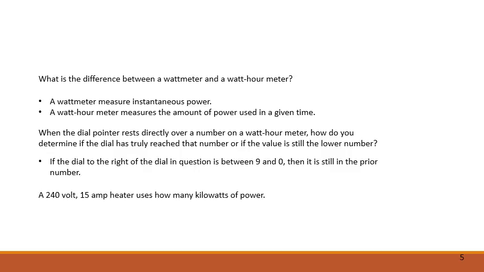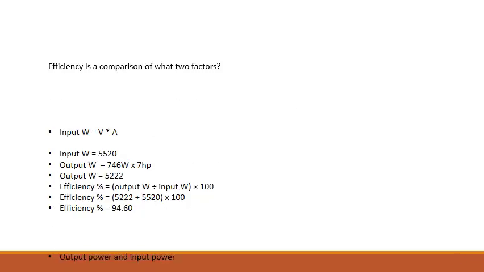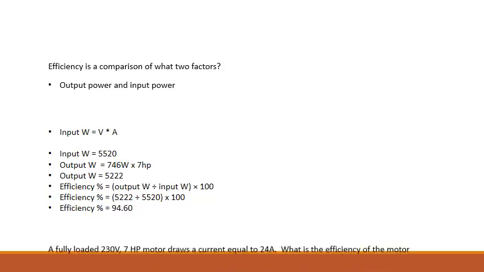A 240 volt 15 amp heater uses how many kilowatts of power? We can use the power formula. In this case, power equals 240 volts times 15 amps, which is 3,600 watts or 3.6 kilowatts. Efficiency is a comparison of what two factors? That would be output power and input power.